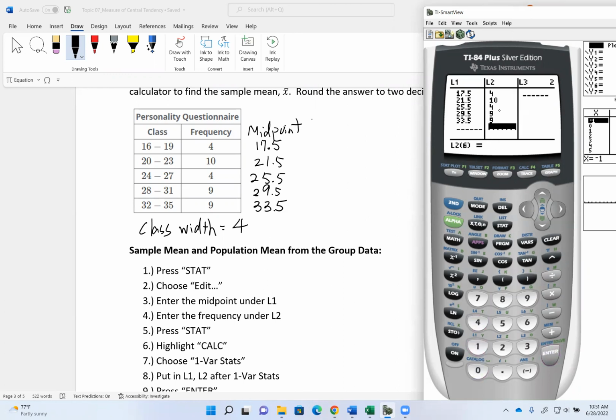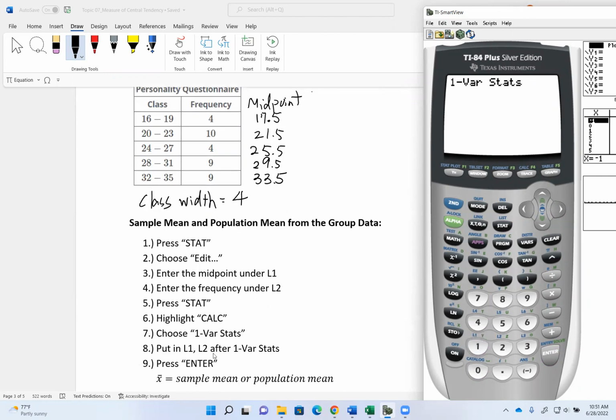Once you enter the numbers for L1 and L2, press the word stats one more time. Highlight the word calc, go to the right. Choose number 1, one variable statistics. Because I put my data under L1, L2, with the cursor right behind one variable stats, I have to say second L1, comma, second L2. So the calculator will know to compute the mean for L1 and L2 simultaneously. Otherwise, it will only do L1. You have to type in L1, comma, L2.